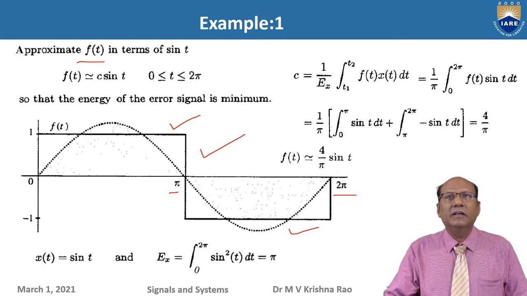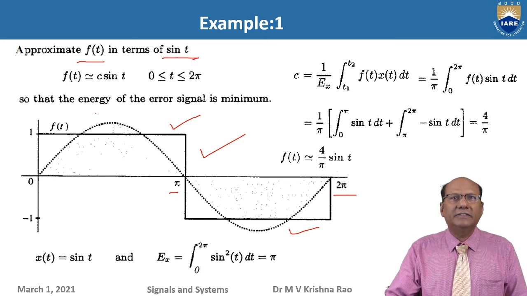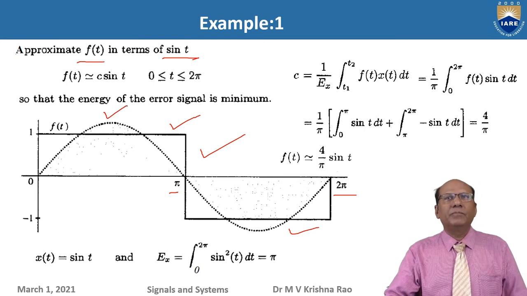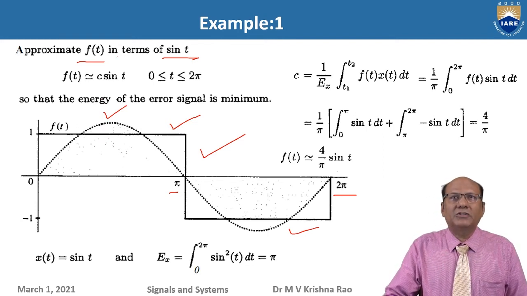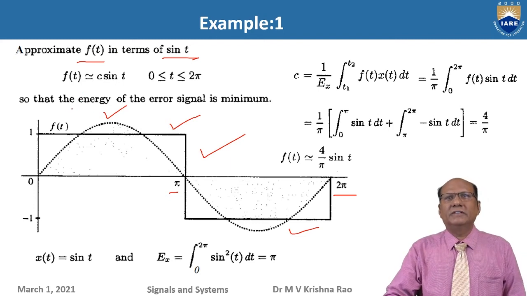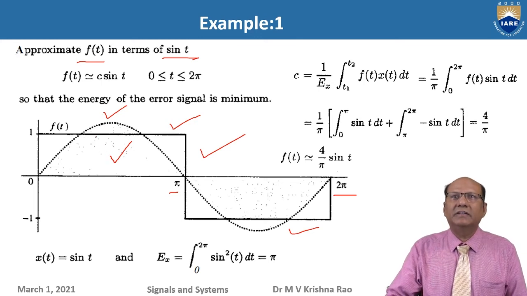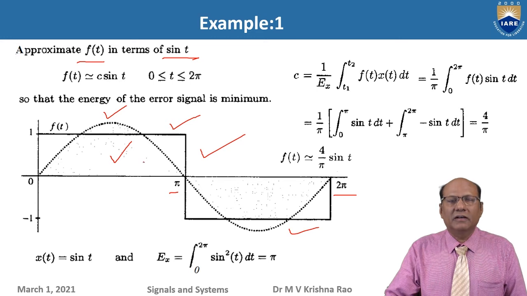I want to approximate it with respect to sine of t. That means sine of t, if I plot it, this dotted line is the sine of t, whose frequency is the same. Because in this case, we are trying to approximate f of t in terms of sine t, whose frequency is the same as f of t. That is the reason the half sine wave is aligning with the half square wave. These two are aligned, these two are aligned.